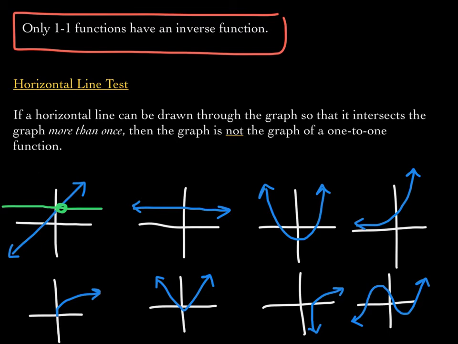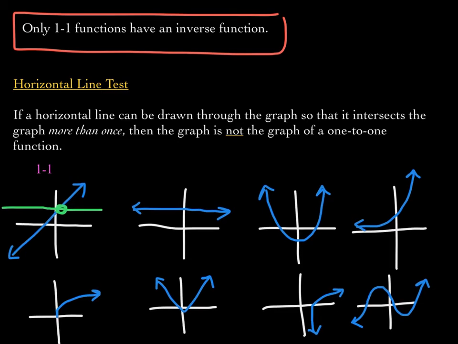Now, I want to make a claim that every single linear function will be one-to-one, with the exception of this one here. This linear function is not one-to-one because when I attempt to draw a horizontal line, watch what happens. It crosses your graph infinitely many times.